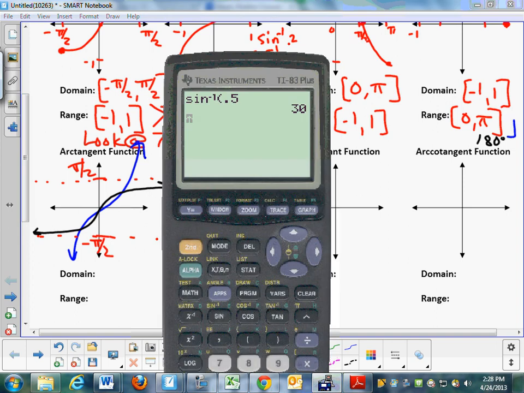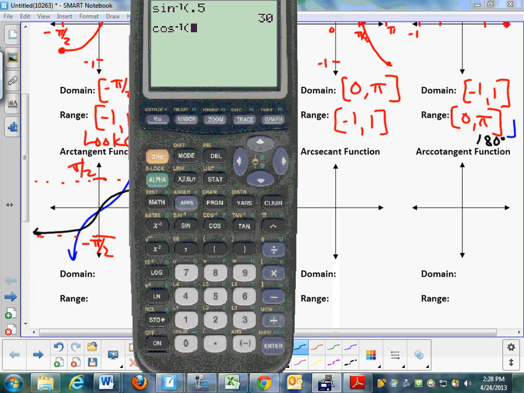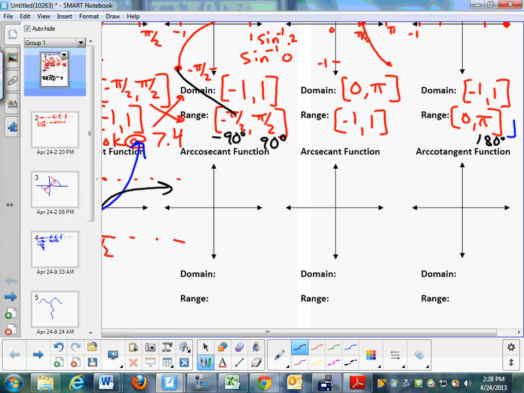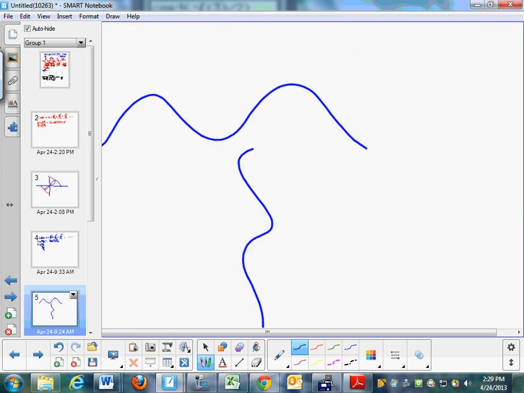We'll do cosine inverse of negative square root of 3 divided by 2. I have an extra parenthesis and need to change it. Okay, and I get 150. So you can see that's what your calculator is doing. It's coming up with those values that we've described. Got it? Okay, now, these are the examples that you have to know for your test.